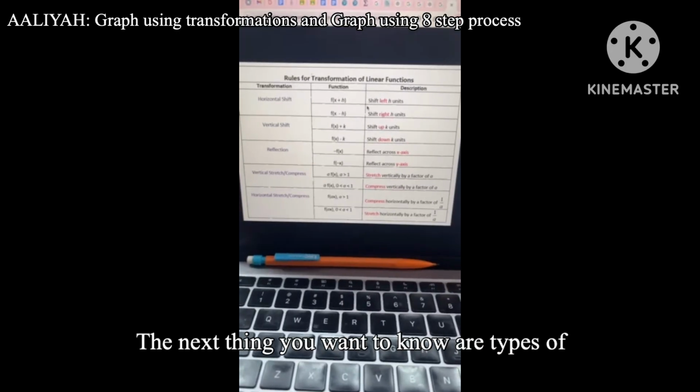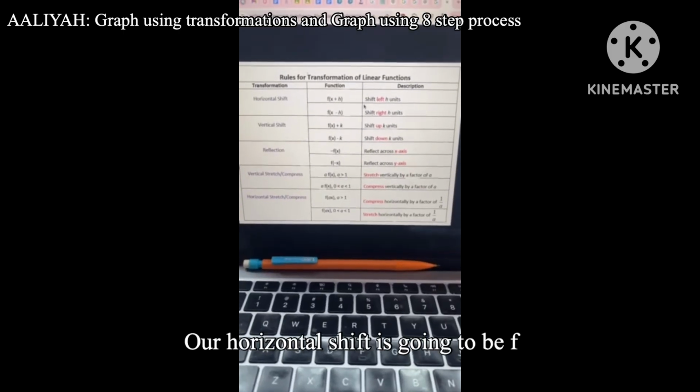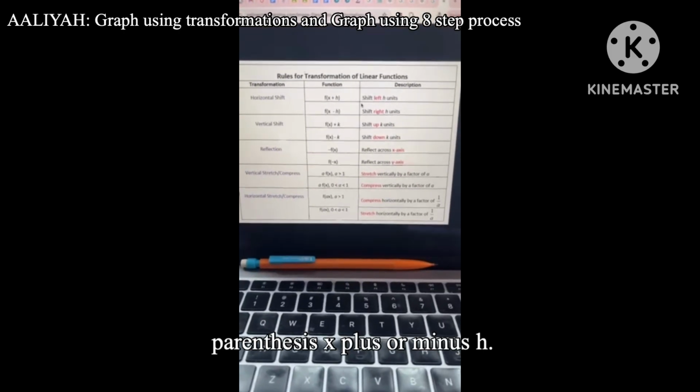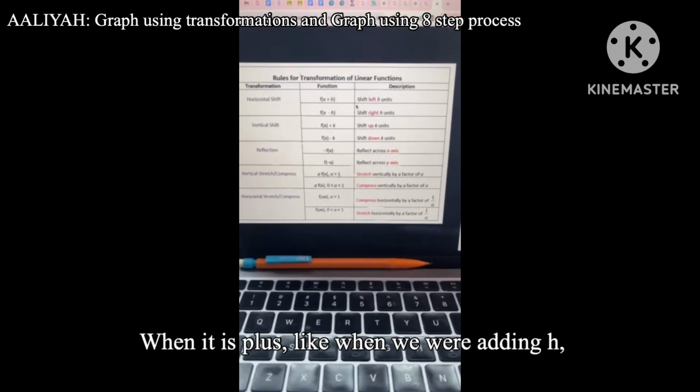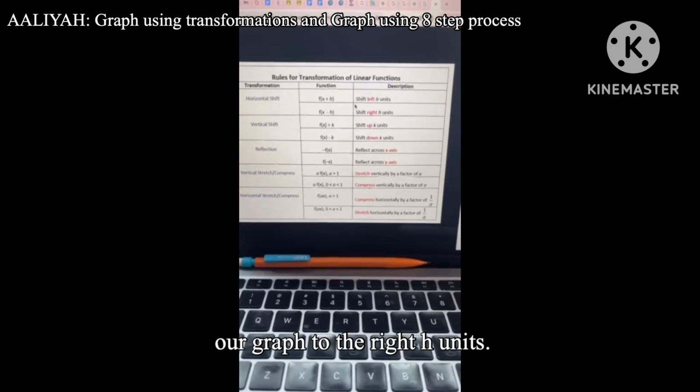The next thing you want to know are types of transformations. There's plenty, but these are the ones we really need to know. Our horizontal shift is f(x plus or minus h). When it is plus, like when we're adding h, our graph is going to move to the left h units. When we're subtracting h, we're going to move our graph to the right h units.